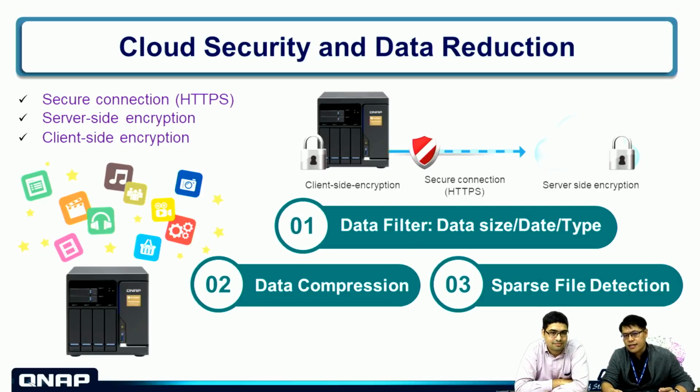So Hybrid Backup Sync provides three kinds of encryption. The first is secure connection. Through HTTPS, it can confirm your data is secure during transmission. And number two is server-side encryption. So your data will be encrypted before it's stored on the cloud server, and it will be done by the cloud server.